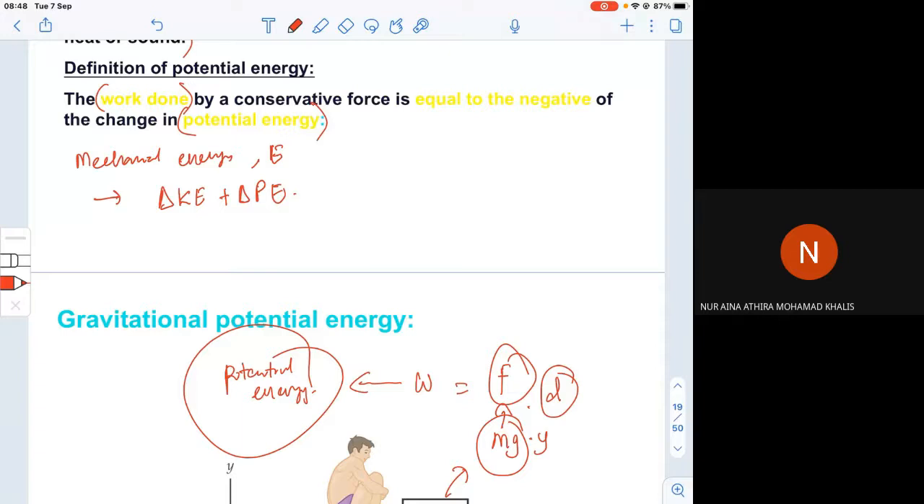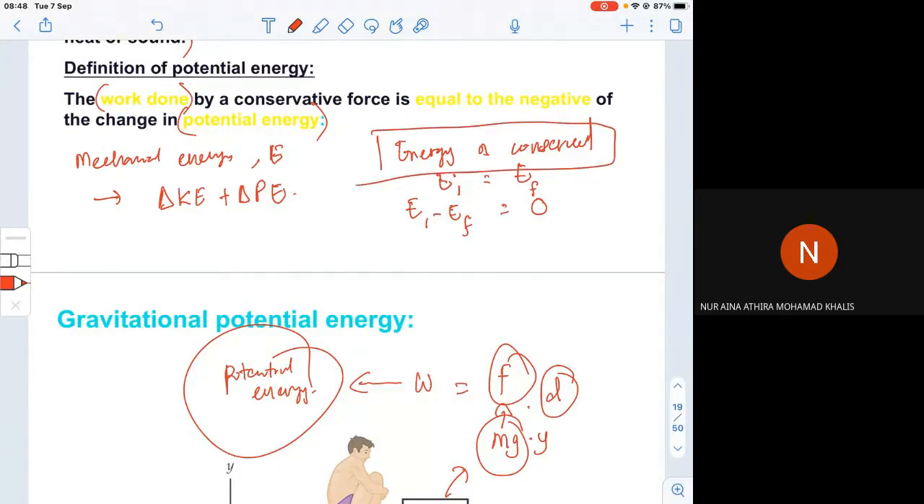Okay, that is total mechanical. And you know, the concept of energy is conserved. What does it mean by energy is conserved? That means energy initial is equivalent to energy final, because when energy initial minus energy final, the answer is going to be 0. So that is what we mean by energy is conserved. Okay, EI will equal EF.